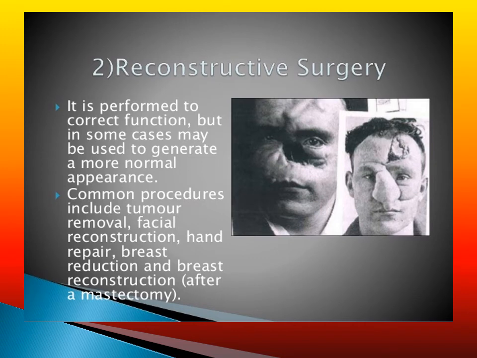Second one, you can see the diagram, it's one of the reconstructive surgeries. Here you are seeing the first diagram, the shape of the nose you can't identify. So it's a corrective surgery. It's a corrective function to correct function, but in some cases may be used to generate a more normal appearance. Mainly the reconstructive surgery will be used in case of any tumor removal, facial reconstruction, hand repair, breast reduction and breast reconstruction after a mastectomy. All these things come under reconstructive surgery.